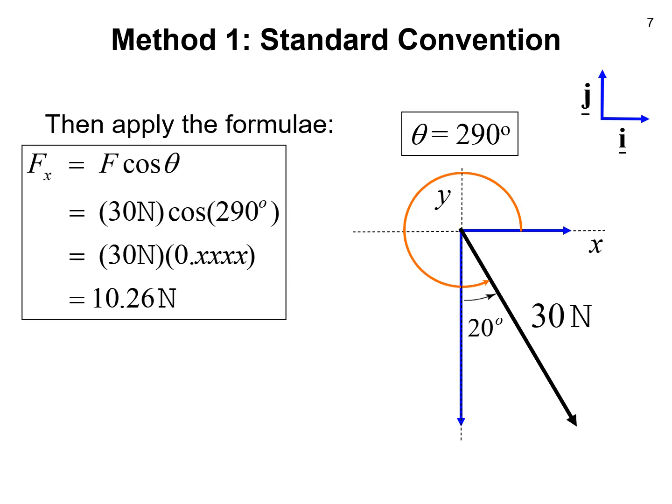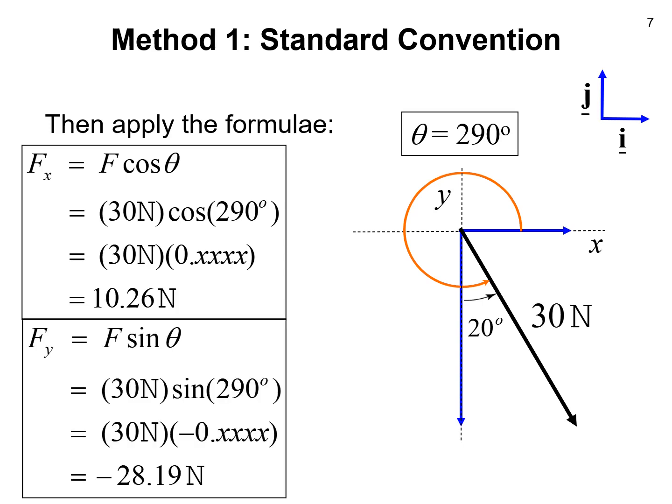Fx by formula is f cosine of theta, which is 30 newtons times the cosine of 290 degrees. I'll have you verify this in your calculator, and I do recommend at the intermediate calculation level, don't round off too much. I would say take at least 4 decimal points, but if you get what I get, you should get 10.26 newtons. In a similar fashion, f sine theta is 30 newtons times sine of 290 degrees. Sine of 290 has a negative value, and we would find out that the fy component is negative 28.19 newtons.